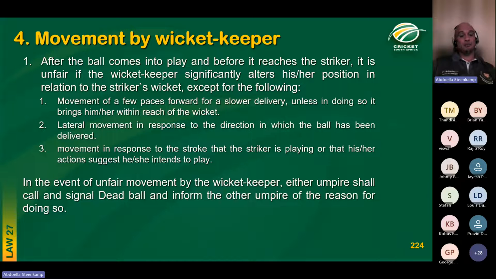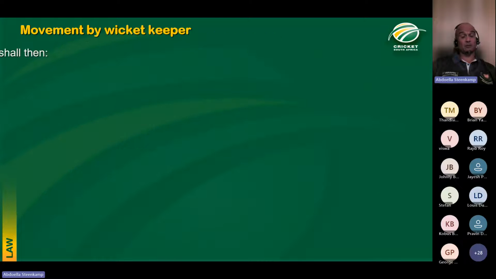In the event of unfair movement by the keeper, either umpire is to call and signal dead ball and inform the other umpire of the reason for doing so. So after calling and signaling dead ball, there is further punishment. Let's see what the other punishment is.